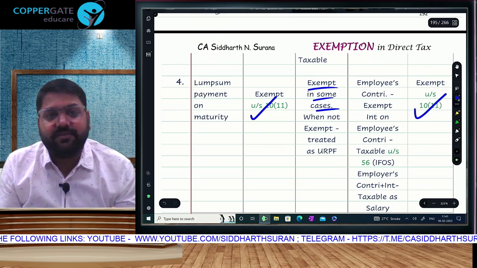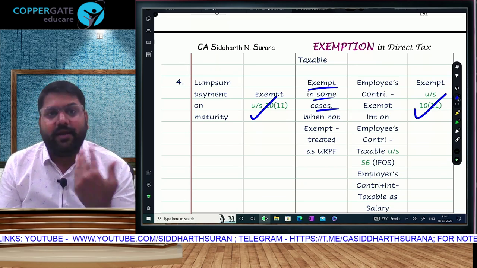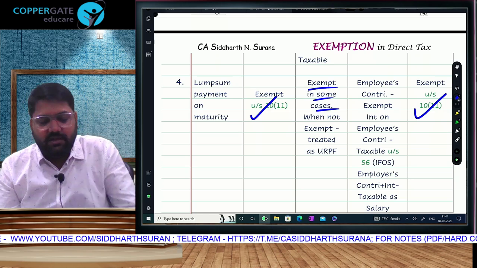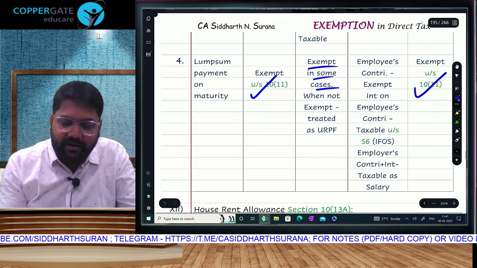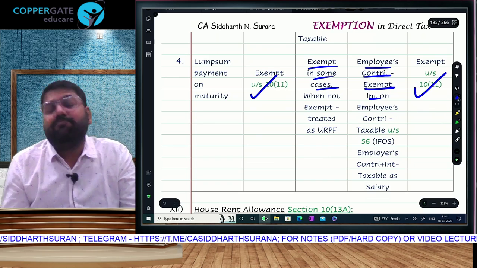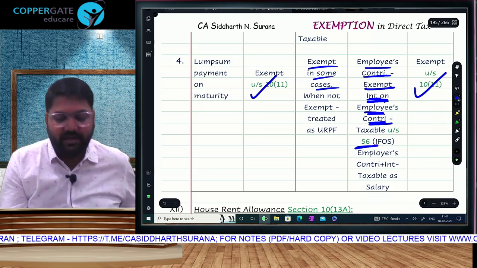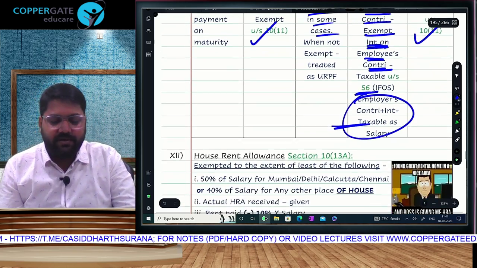subject to the conditions that we saw in TDS chapter also. If you complete minimum 5 years, or transfer balance, or any other reasonable cause, or employer's business has stopped, so subject to those conditions, it is exempt. Otherwise, if you withdraw before 5 years, it will be taxable. And here, employee's contribution is exempt, because you have not taken ATC, but the interest that you have received on that contribution will be IFOS. And employer's contribution plus its interest, both will be taxable under salary.